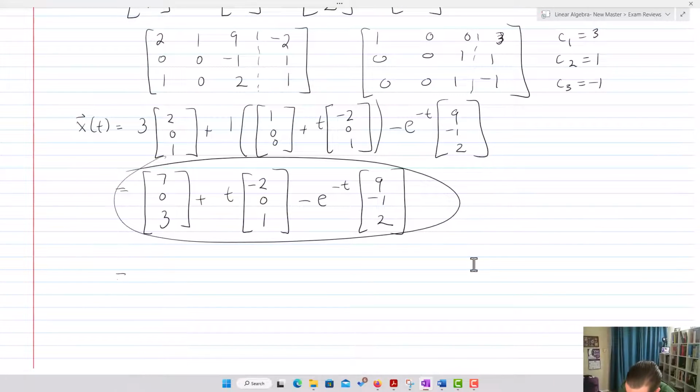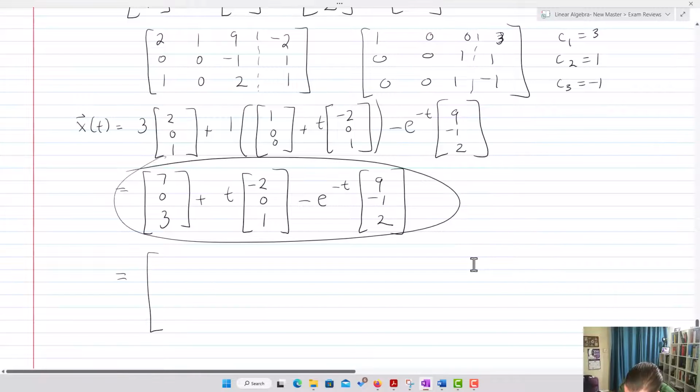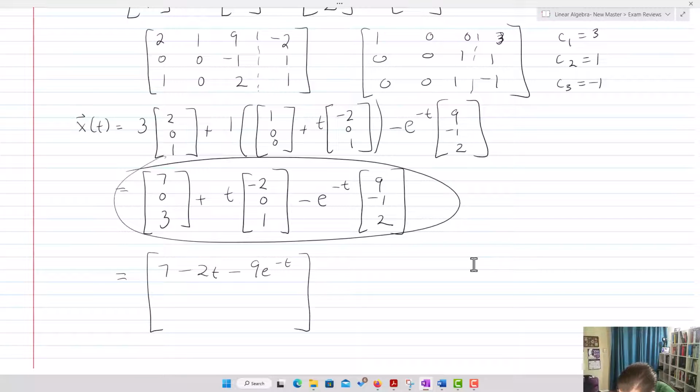Now you may also see this written somewhat like this, as 7 minus 2t minus 9e to the negative t, and then this is 0, 0, so this ends up being e to the negative t, and this will be 3 plus t minus 2e to the negative t. This is another way that you could rewrite that as well. All right? So that finishes up this particular problem.